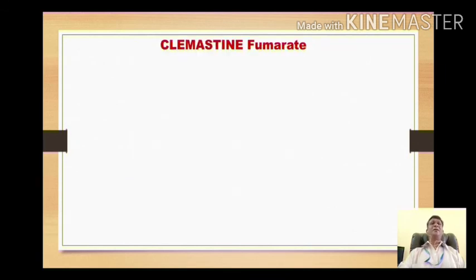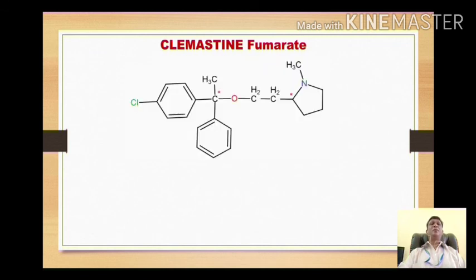The next drug is clemastine fumarate. This drug is available in its fumarate salt form. That means the clemastine base forms a salt with fumaric acid. This is the structure of clemastine. Just look at the name.